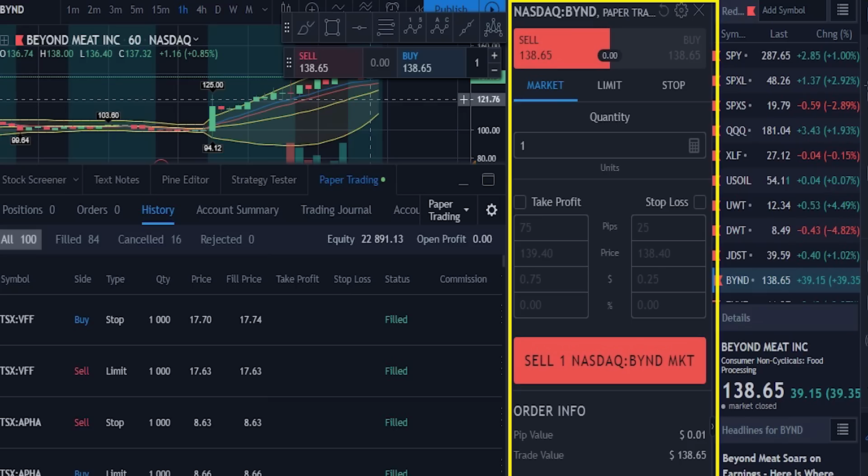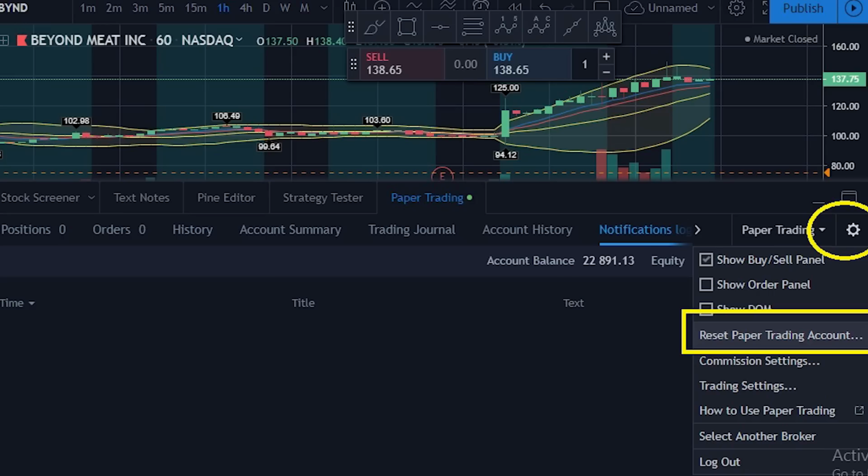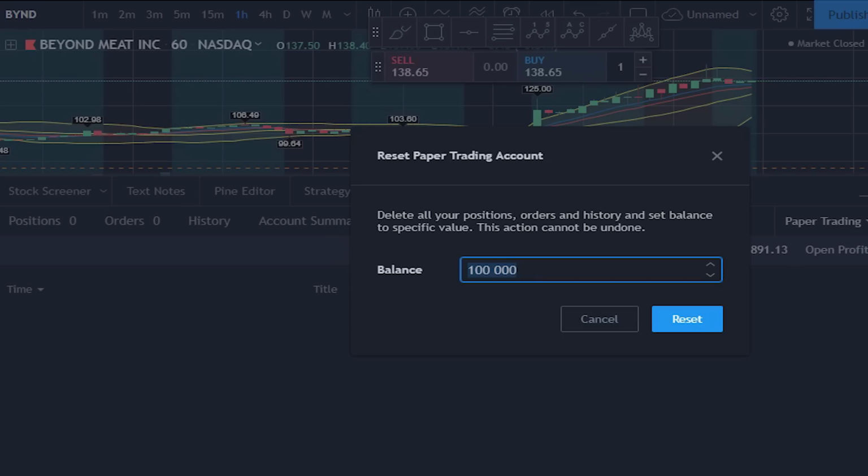And don't forget that if you're only planning to trade with $10,000 or $20,000, you can always go to this screen here where the settings are, and you can press reset paper trading account. With this, you can set what balance you want to start with, so it reflects your real life account that you want to practice on. So you're not gonna buy 10,000 shares of Apple if you weren't gonna have that much money to buy it in the first place.